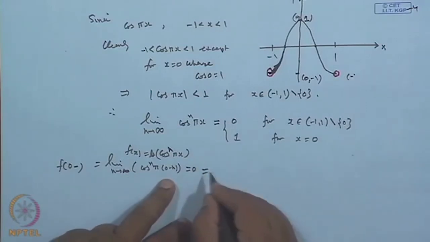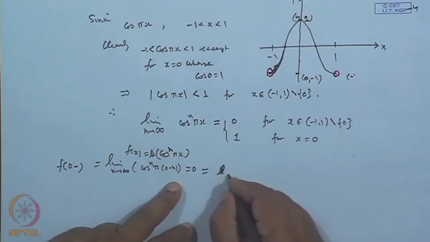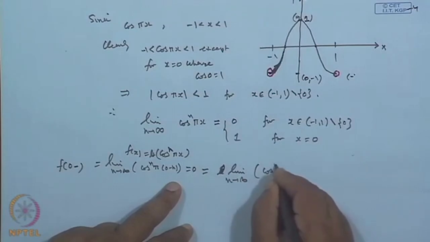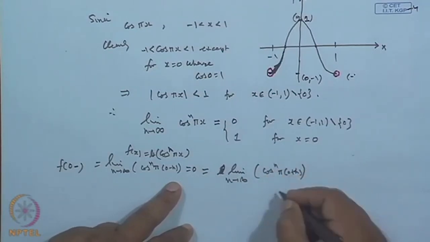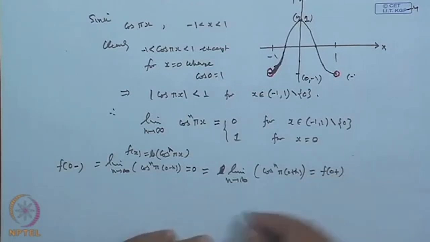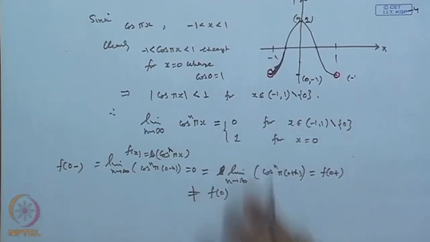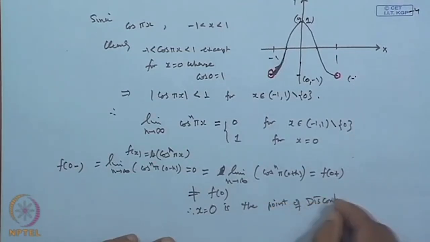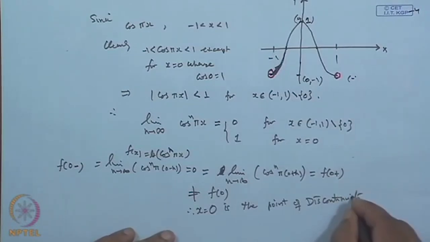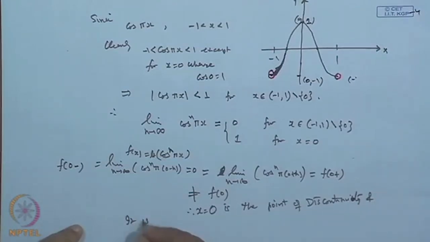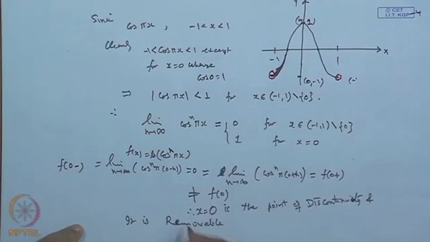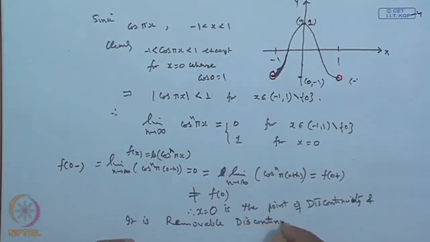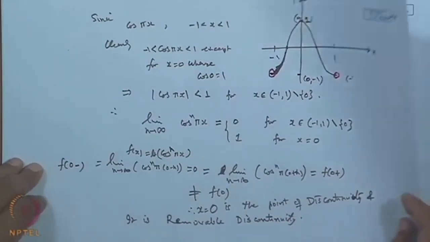When you go from the outside, the limit of this function as n tends to infinity, cos of n pi (0 plus h), is also 0, that is f of 0 plus, but the value is entirely different from f of 0 because f of 0 is 1. Therefore, the function at x equal to 0 is a point of discontinuity, and it is a removable discontinuity. That can be easily seen at x equal to 0. So, this is the first kind of discontinuity, that is removable.